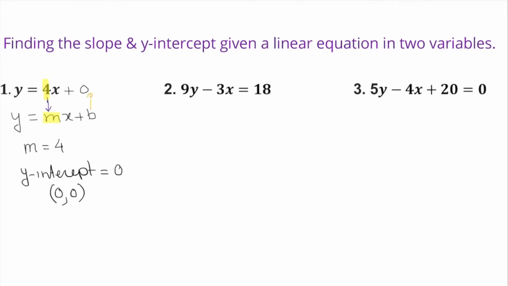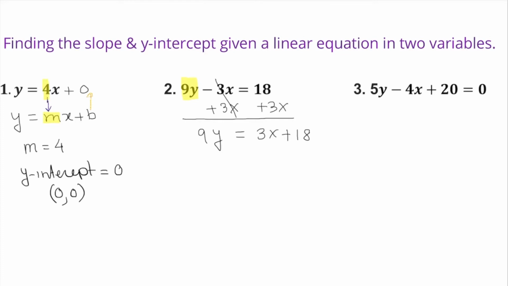Number 2, we cannot find the slope unless we solve for y. So how do we solve for y? In other words, we keep the y on the left side. So we're going to add 3x to both sides. That cancels out, 3x and 3x are opposites. So 9y is equal to 3x plus 18.